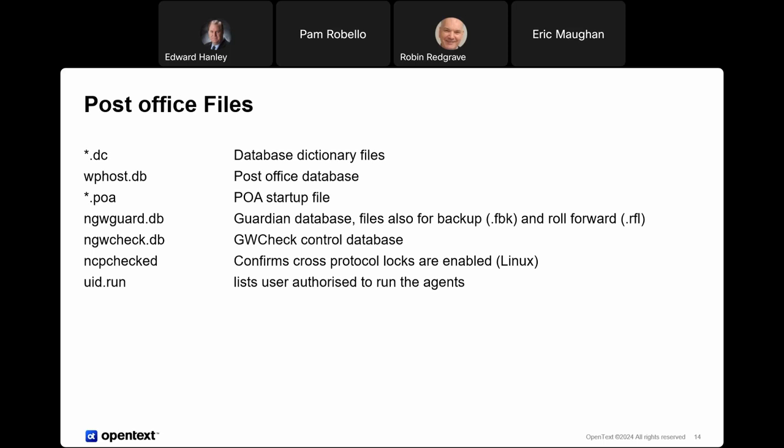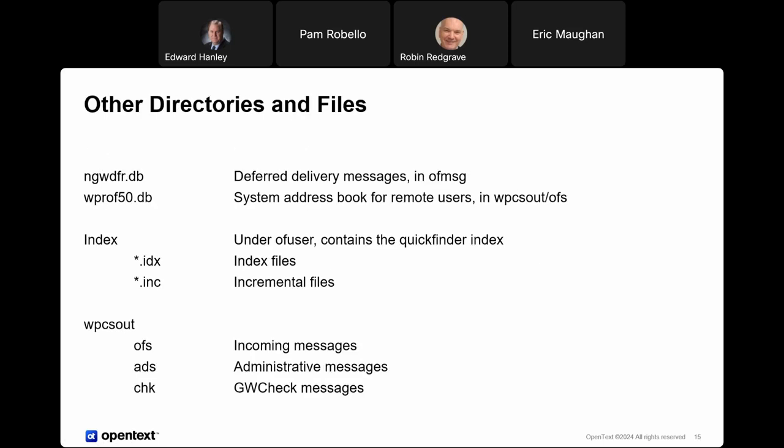We also have a database for controlling GW checks and what is being run there. And then again, we've got the same two files that we have on the MTA for cross-protocol locks and which Linux user is authorized to run the agents there. So there are some other files that are around. We've got the ngw defer or DFR database. That's put in the off MSG directory, and that just contains the messages that have been deferred delivery, and that is on the destination post office of the user, not on the user that sent it.